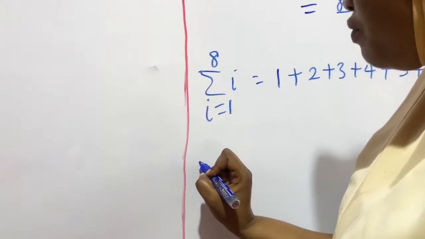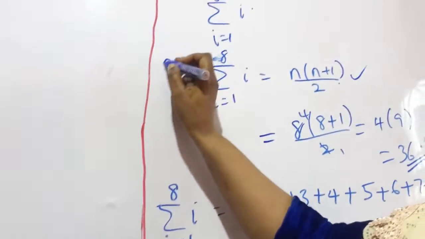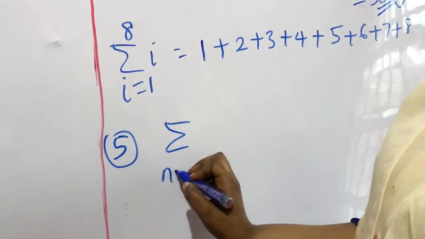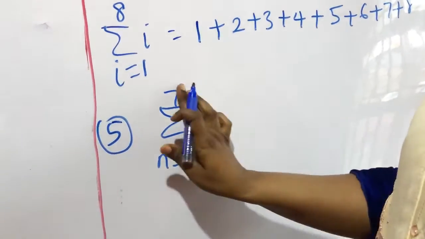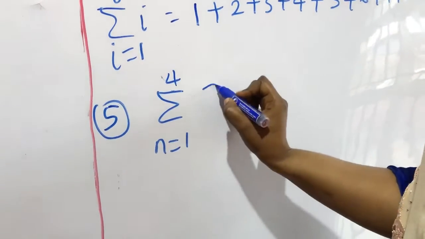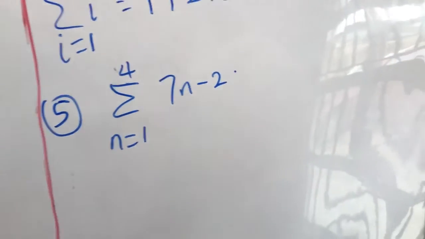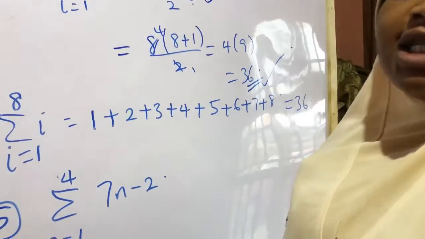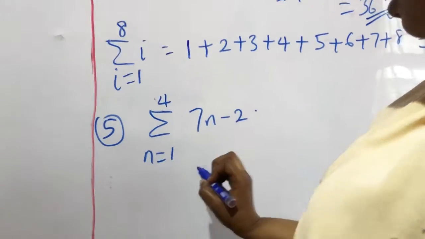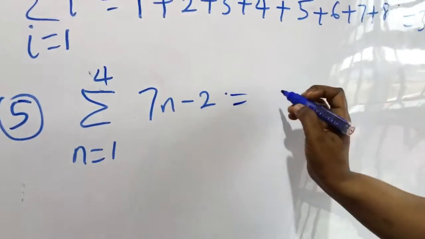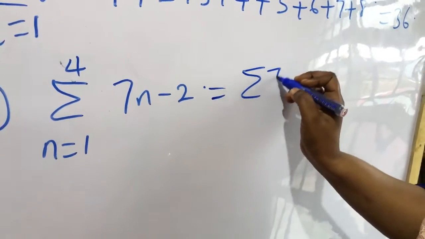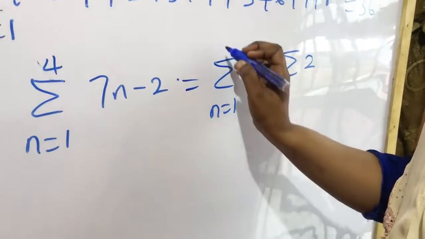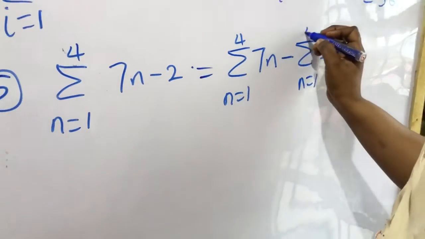So another one, let's call this one 5. So summation n is equal to 1 to 7, I have 7n minus 2. So you can quickly use the formula for this one. Then we can check when we are listing everything. Now, this one will be equal to, we can write this one as summation of 7n minus summation 2, where n is equal to 1 to 4.